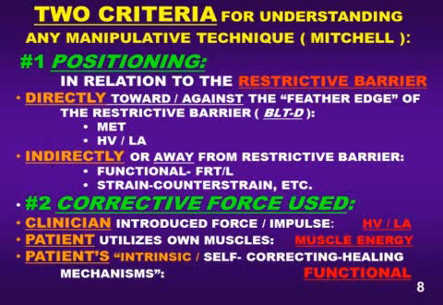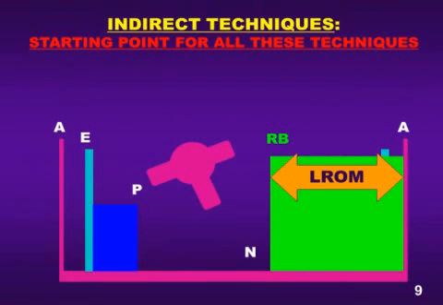So you've got multiple approaches. The two things you look at are what they are doing in relationship to the restrictive barrier, going directly against it or indirectly away from it, and what is the force introduced? If you look at those two things, you can watch any clinician and figure out the technique they're using. Now, with indirect techniques, the starting point for all the techniques is basically the same.